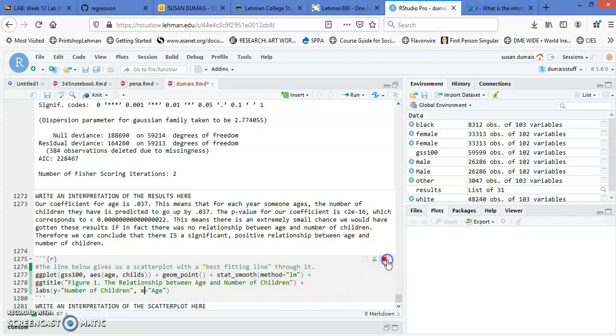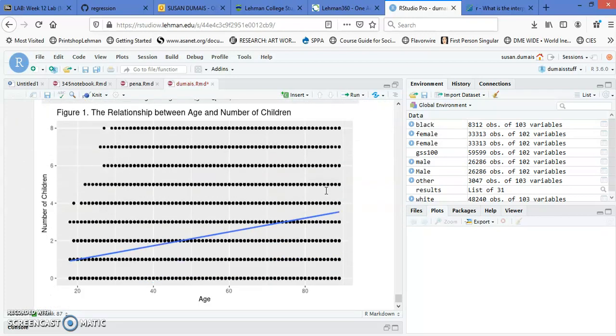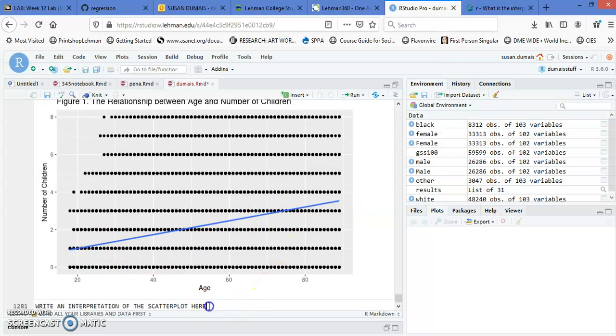Let's run this chunk. Sure, there are going to be error messages as always. We don't need to worry about them. We're just going to focus over here. And so you can see going across the bottom, you have the years of age. Going up the side are the number of children, and then this line represents the relationship between age and number of children.